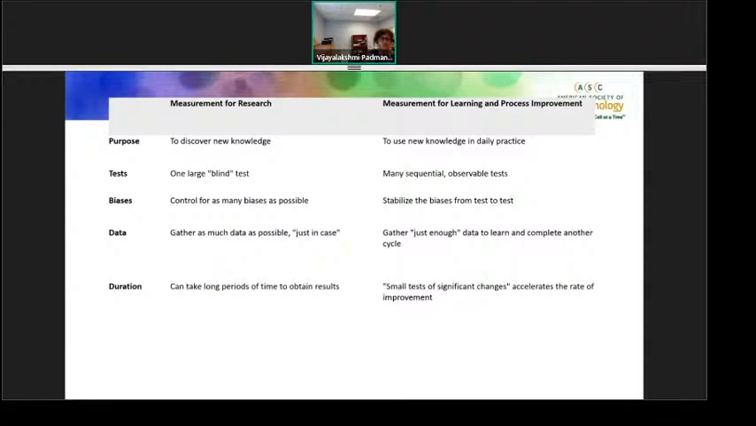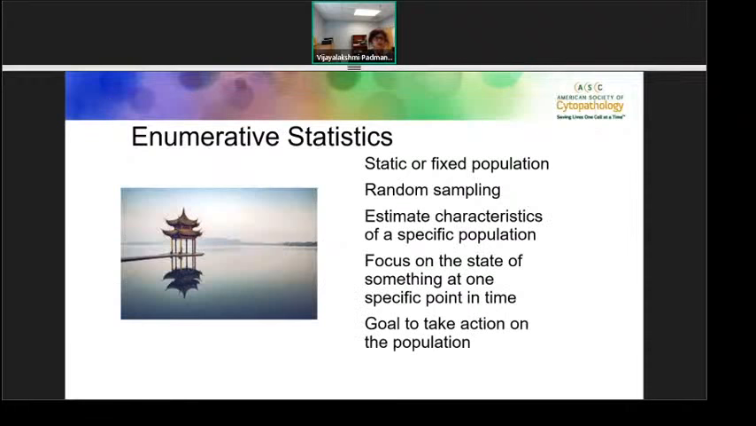Unlike QI, where you really want to look at small tests of significant change, you really don't need that much data. You need just enough data to learn and go on to the next, have I learned? Does this work? To go on to the next cycle. You don't control for biases. Your biases are going to be a part of your process. You make many sequential observable tests. So here, enumerative statistics, which is our traditional research, is looking at a static or a fixed population. You want to use random samples.